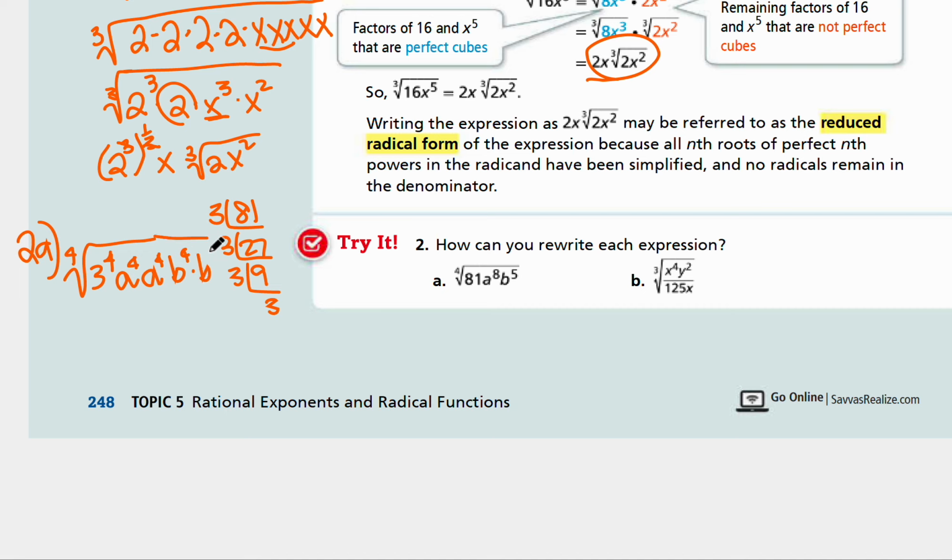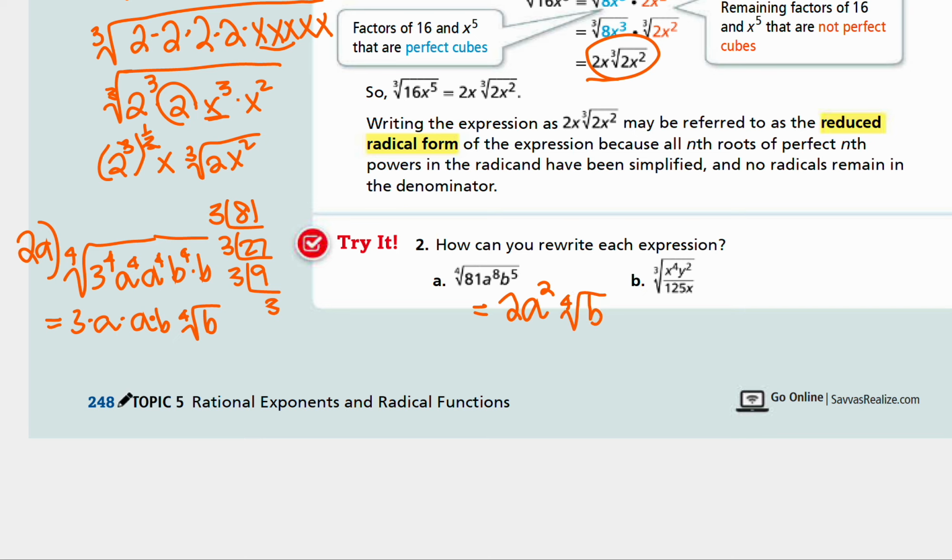So rewrite this so that we can have a power of 4. And then these are out, right? Because this will cancel all the powers out. So then you have 3 times a times b times 4th root of b. And so writing as a reduced radical form, you will finally have 2a squared b, 4th root of b.